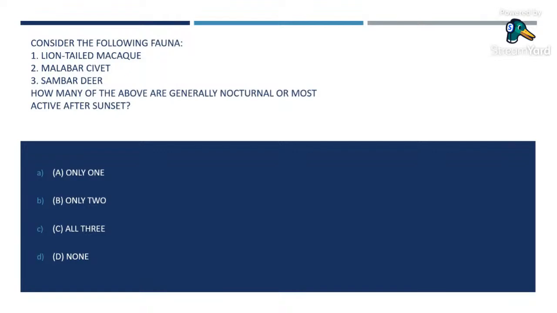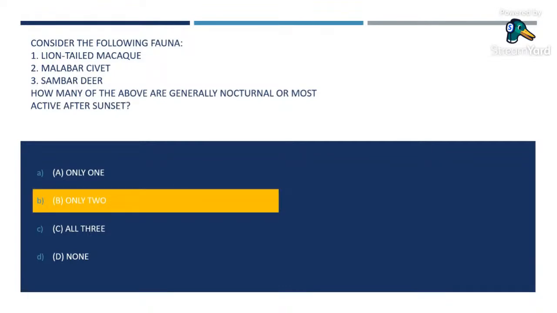Then coming to Malabar civet. Malabar civet is endemic to India and was first reported from Travancore, Kerala. This Malabar civet is nocturnal in nature and found exclusively in the Western Ghats. So only two of them are nocturnal. So the correct option here is only two.